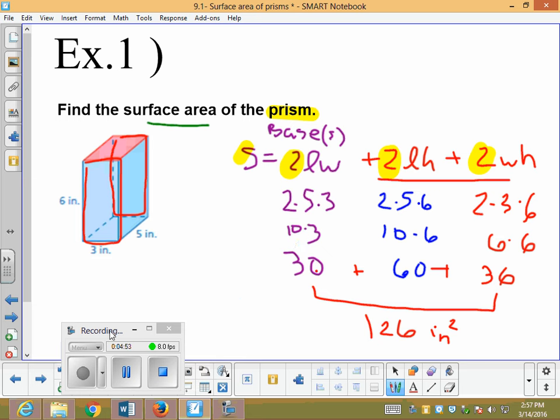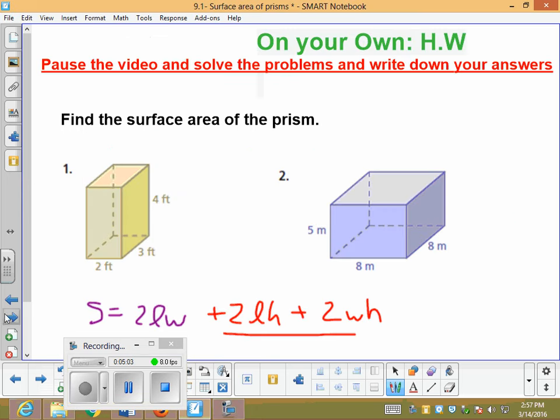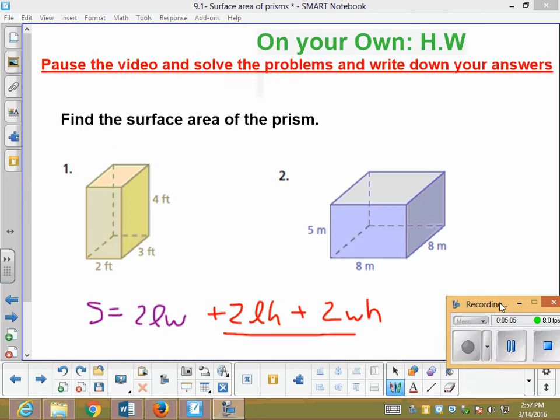Okay, if you didn't understand something in this part, go ahead and stop it and watch it over again so that way you can understand it. Again, you're doing them piece by piece, two bases and the faces. So go ahead and do this one. I went ahead and wrote down the formula for you just in case you need it. This is the base, the purple part, and this is the face. Together you combine them, that gives you S, surface area. So do number 1 and number 2. Pause the video if you need more time. I'm going to go ahead and move on.